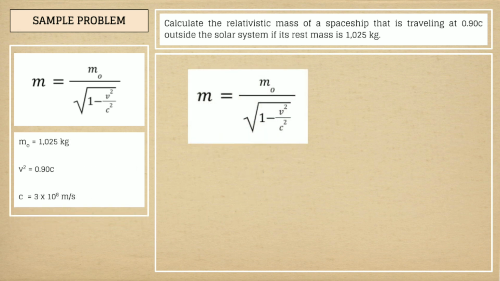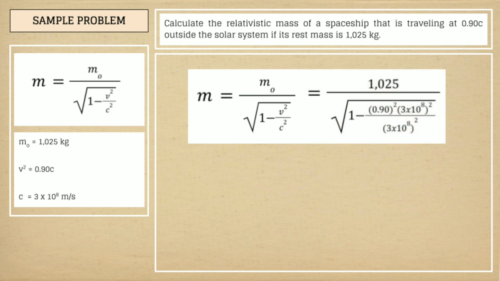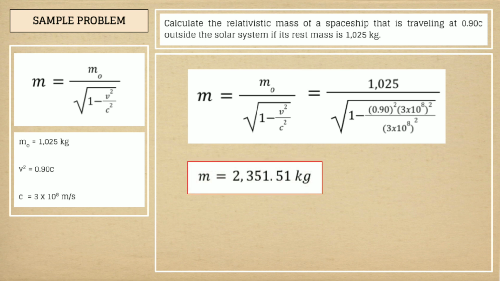We will use this equation on the left and plug in the values we obtained from the sample problem. So we will have relativistic mass, which is equal to the quotient of 1025 and the square root of 1 minus 0.90 squared, since the value for the speed of light would now be cancelled. Performing the necessary calculation, we will obtain 2,351.51 kilograms, which is the final answer.